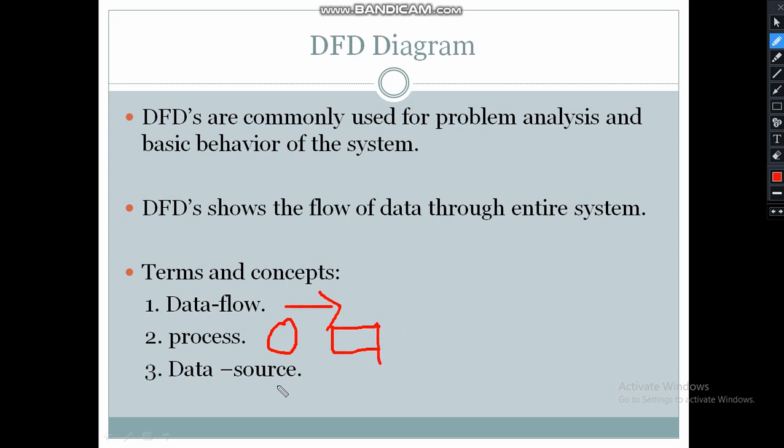The third one is data source. A data source represents the repository of the data, meaning a database or a collection of files. A data repository is represented using a data source, which is graphically rendered with two parallel lines. So an arrow represents the data flow, a process is represented using a circle or rectangle, and a data source is represented using two parallel lines.